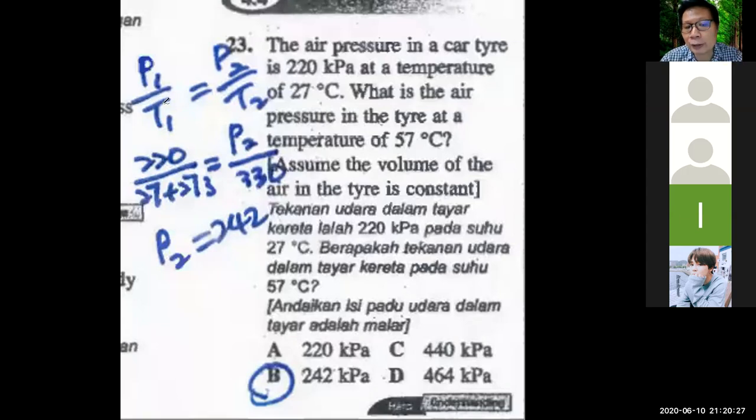When you use this formula, the temperature must change to Kelvin. T1, 27 plus 273 change to Kelvin. Then for P2, here 57 change to Kelvin, plus 273, so you get 330. Understand? Cross multiply, so you get this answer, 242 kilopascal. Okay, copy down the answer. This one I think okay.